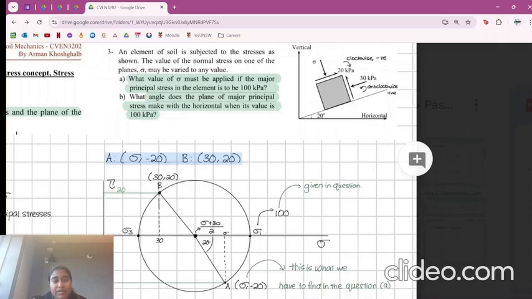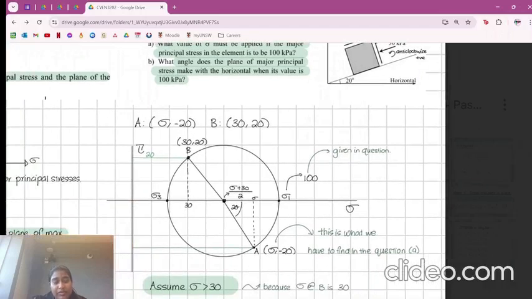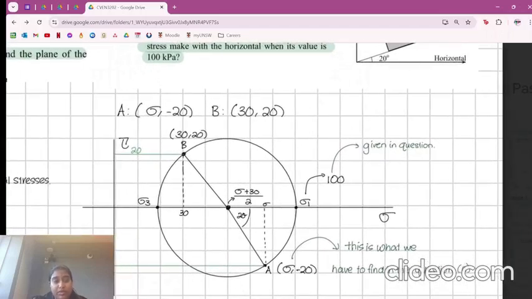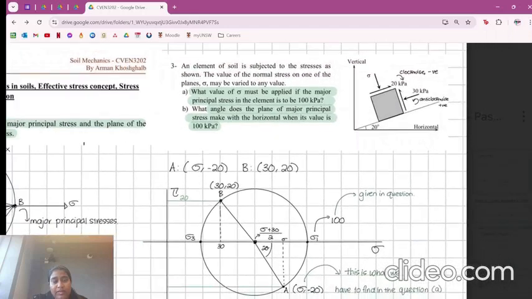Another thing to note is that the angle of rotation is 20 degrees. That's an important part that comes back later. But now I have enough information to draw the Mohr circle diagram, right? So in part A, it asks, what value of the normal stress must be applied if the major principal stress in the element is to be 100 kPa. So like I said before, the major principal stress is going to be this sigma 1 value here, and so we just label it as 100, right? So that's given to us in the question.